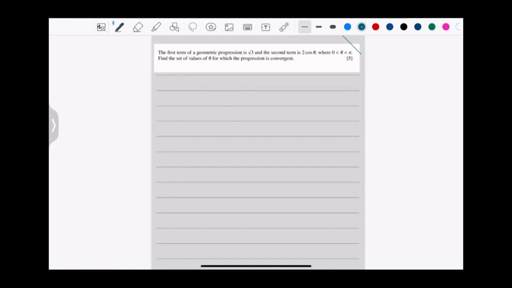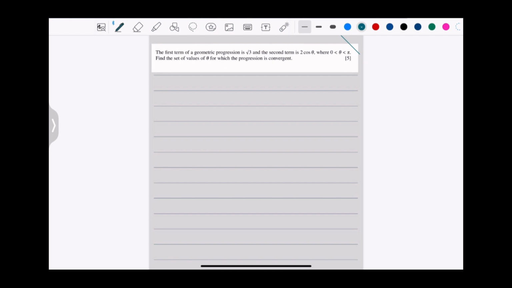So let's look at another question here. Now this is a different type of question which is applicable in AdMath, but it does come with A-level mathematics as well. The first term of a GP is root 3, so writing the data down, root 3 as a. The second term is 2 cos theta. So let's write down the sequence now after looking at it: root 3, comma, the second term is 2 cos theta. Find the set of values of theta for which the progression is convergent.